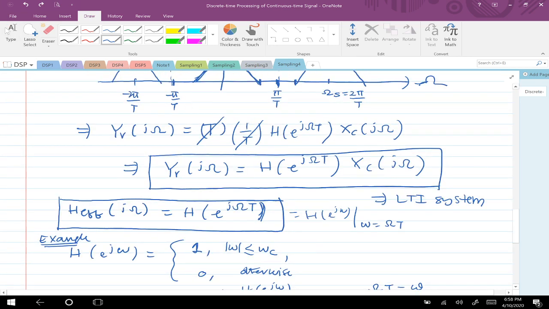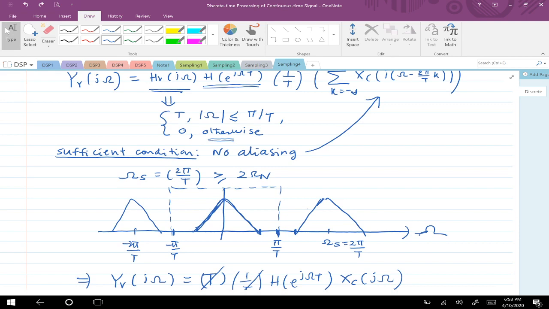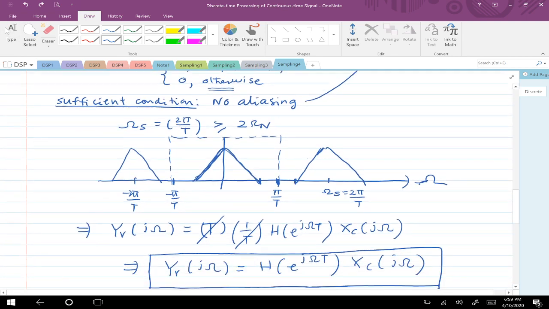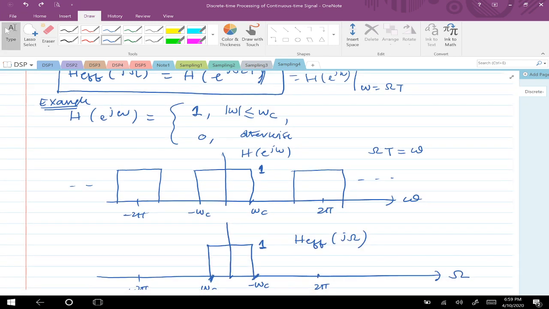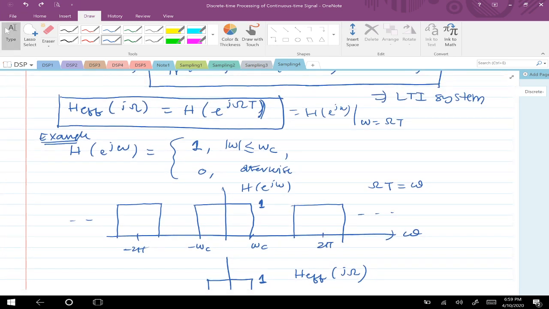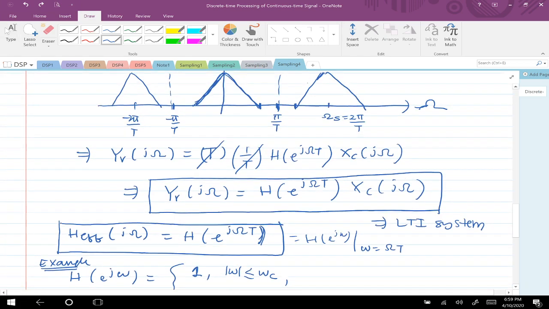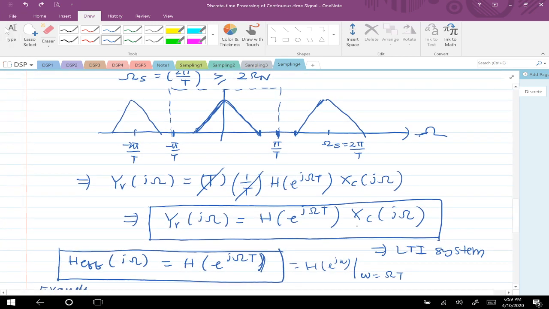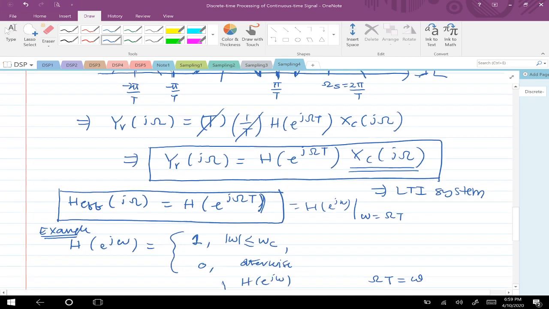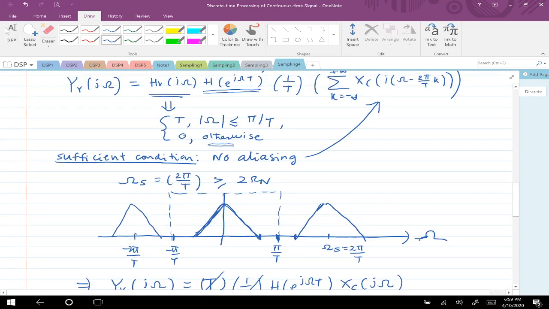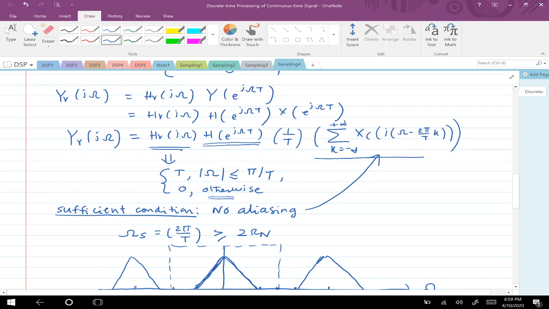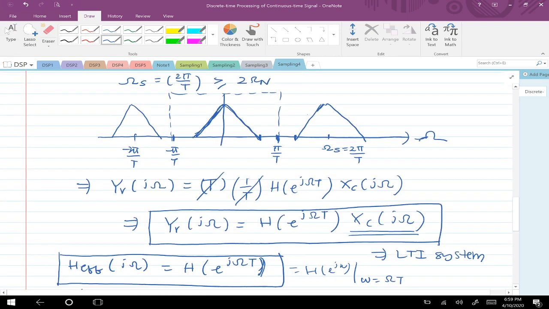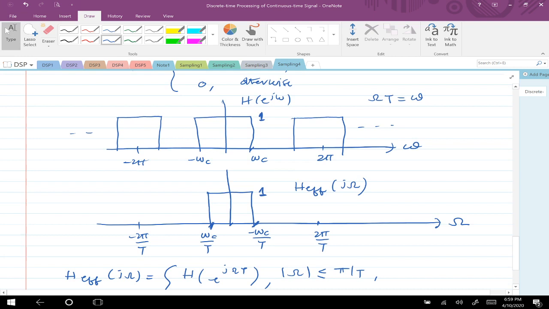Okay, let me come back to just one point I have left. As I mentioned, this is a sufficient condition, not a necessary condition. Even there, suppose there is aliasing. This H effective of j omega, you will be multiplying with Xc of j omega. So even if there are some overlaps happening here, in this specific example you could still work it effectively, because assume that your Xc of j omega is something like this.